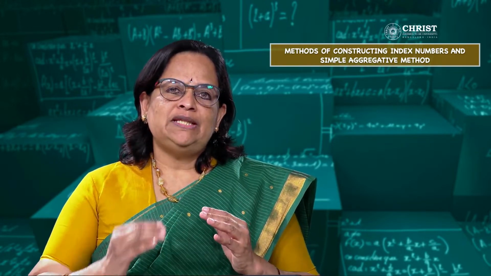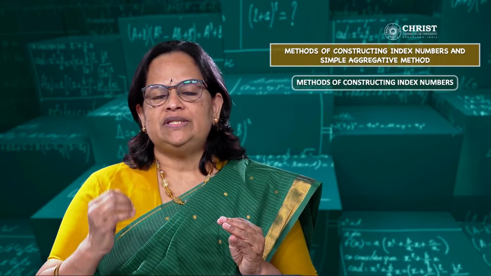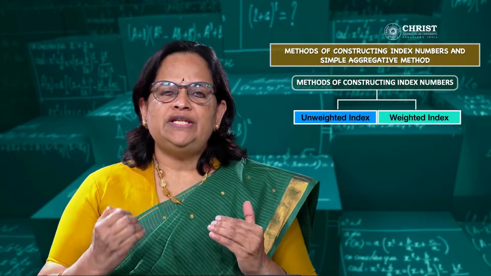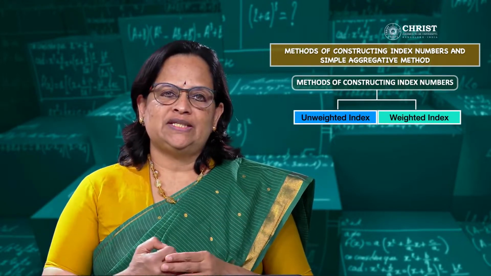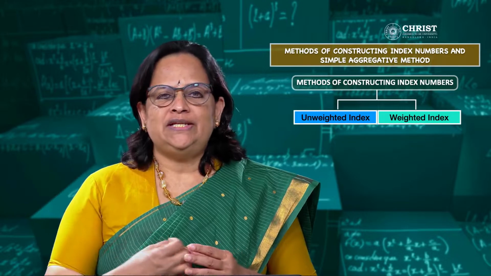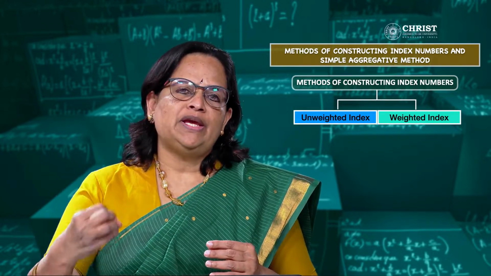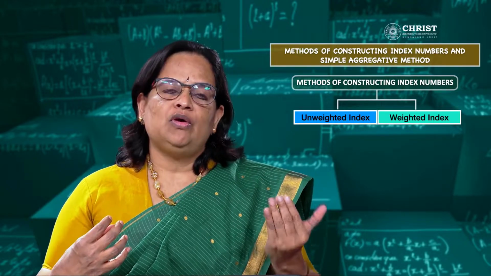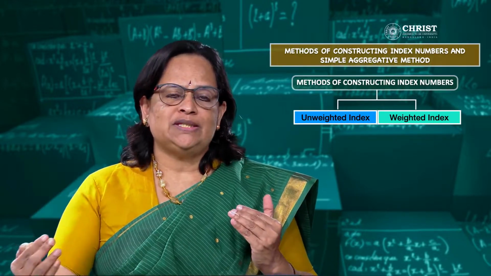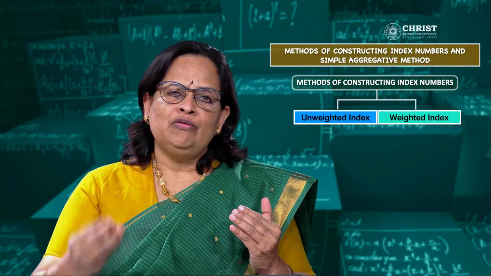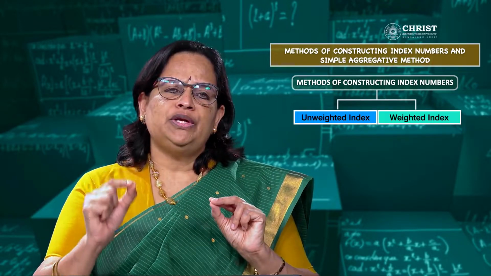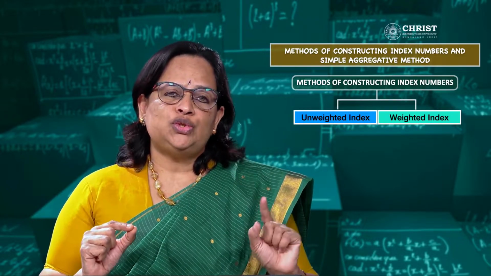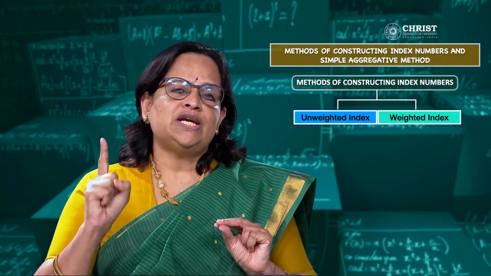When we look at the methods of constructing index numbers, we can divide them broadly into two: unweighted index and weighted index. Now, what do you mean by unweighted index? For example, if you're preparing a food index, you know that North Indian families eat more wheat, or roti, compared to rice. So if you're computing a food index for a North Indian family, for wheat we will give weight 2 and for rice we will give weight 1.